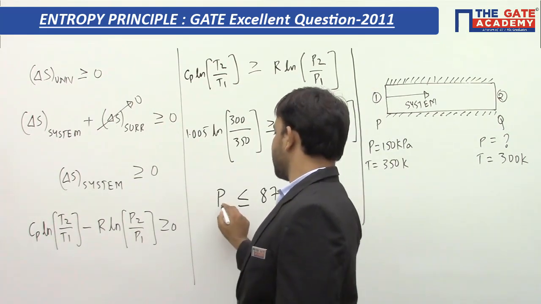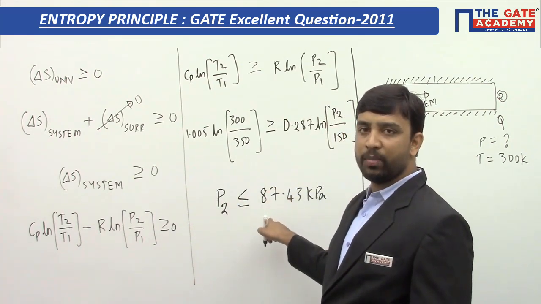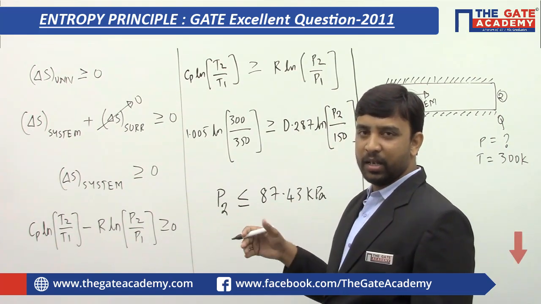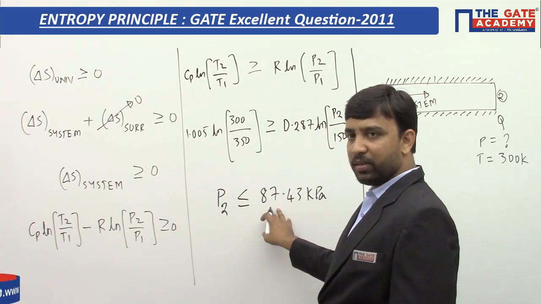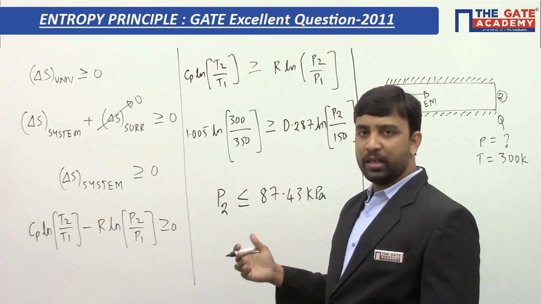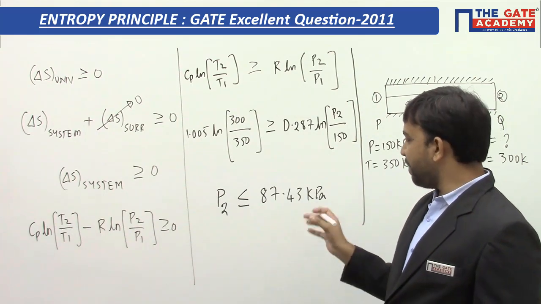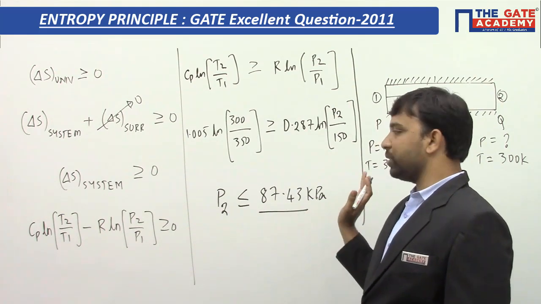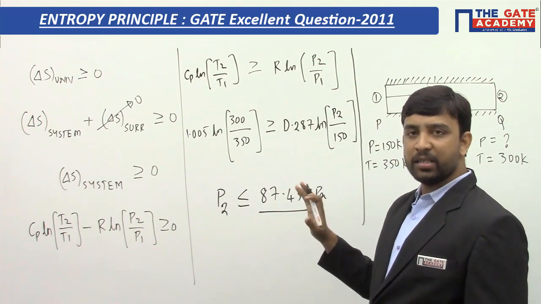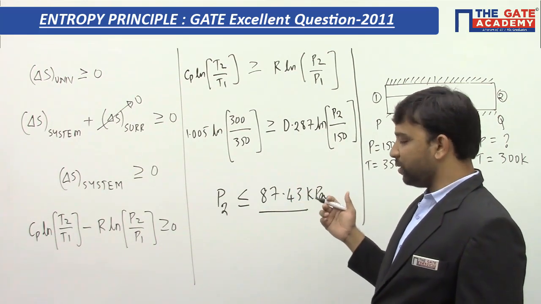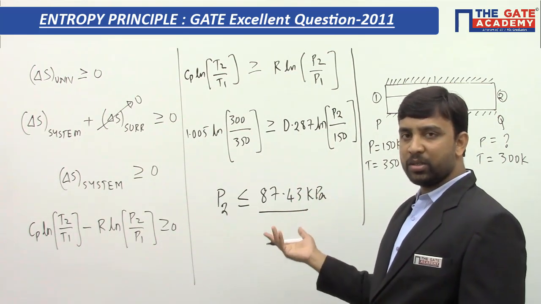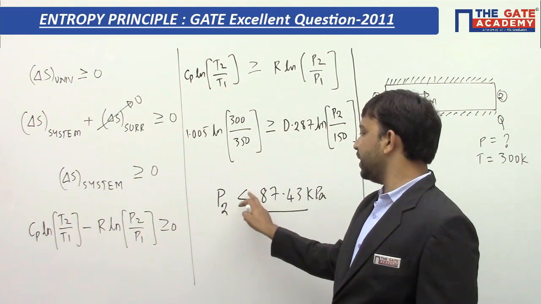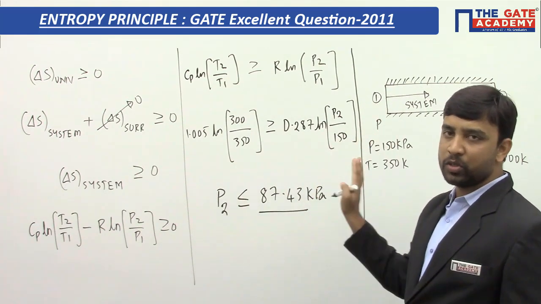I can say like this, pressure at state 2 must be less than 87.43 kilopascal, or in the maximum case, it must be at most equal to 87.43 kilopascal. If the pressure at state 2 is more than 87.43 kilopascal, then air will not flow from station P to station Q. The maximum value of pressure for which air flows from station P to station Q is 87.43 kilopascal. If the pressure is slightly higher than this, air will not flow from station P to station Q. If the pressure is slightly less than this, then it's obvious that the air flows from station P to station Q. For all values of P2 less than or equal to 87.43, air flows from station P to station Q.